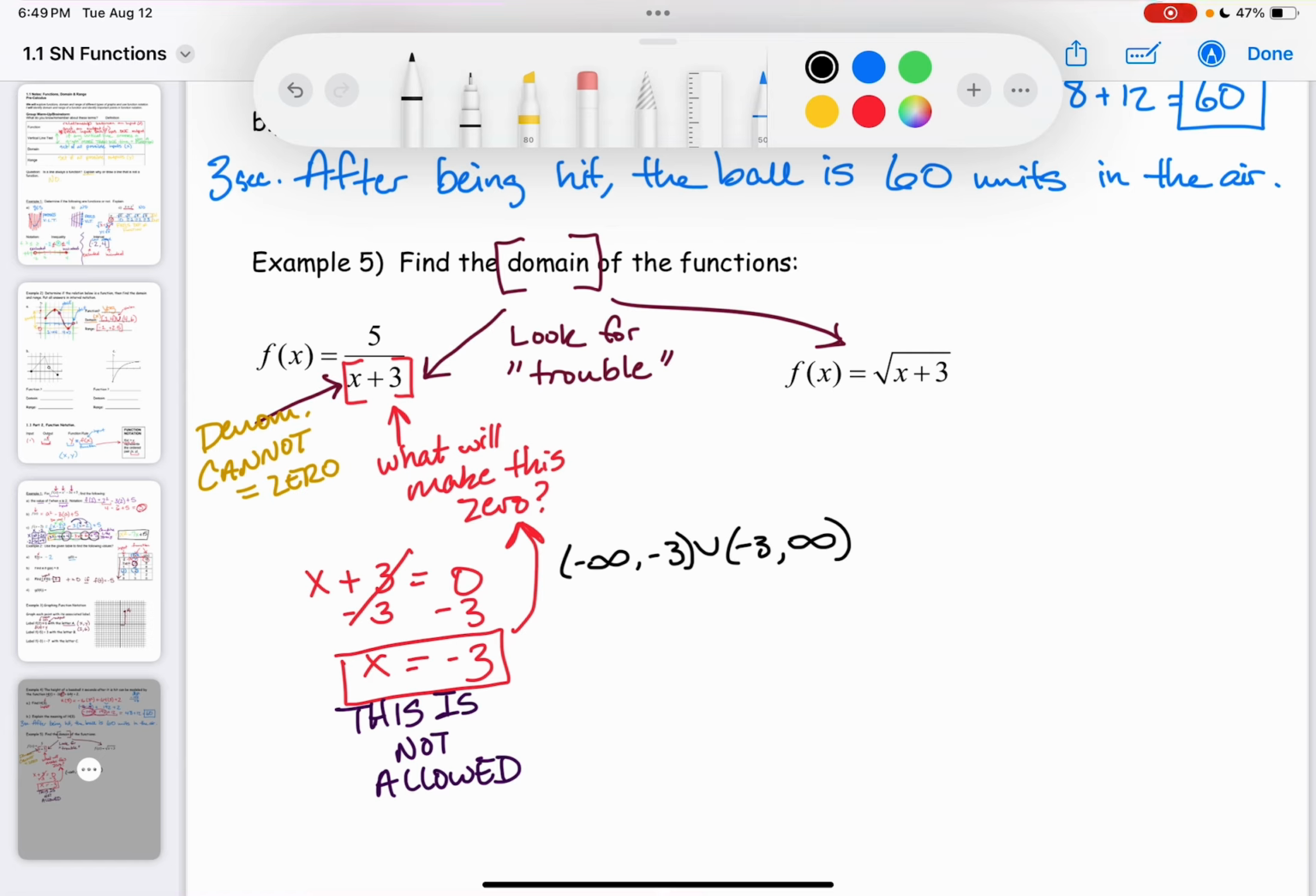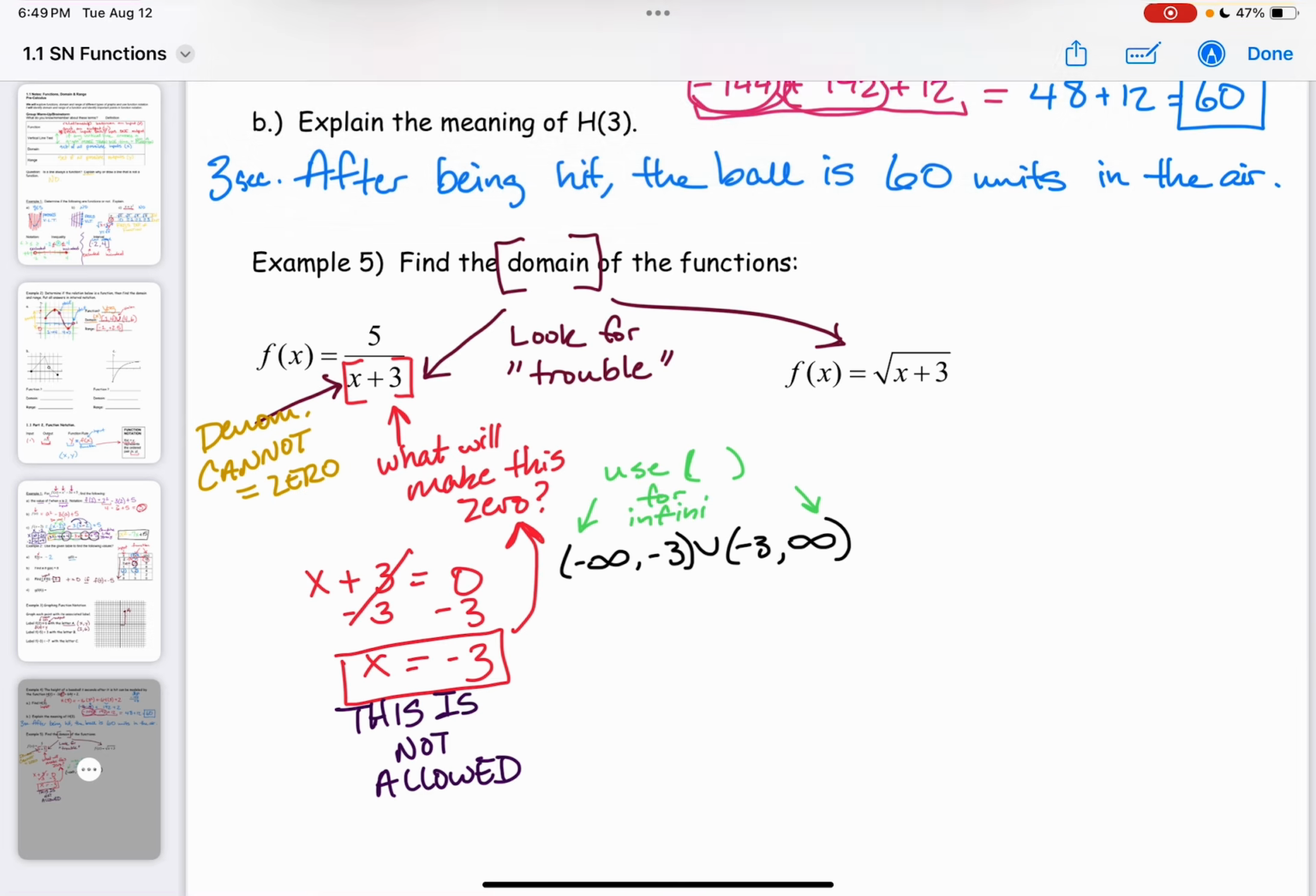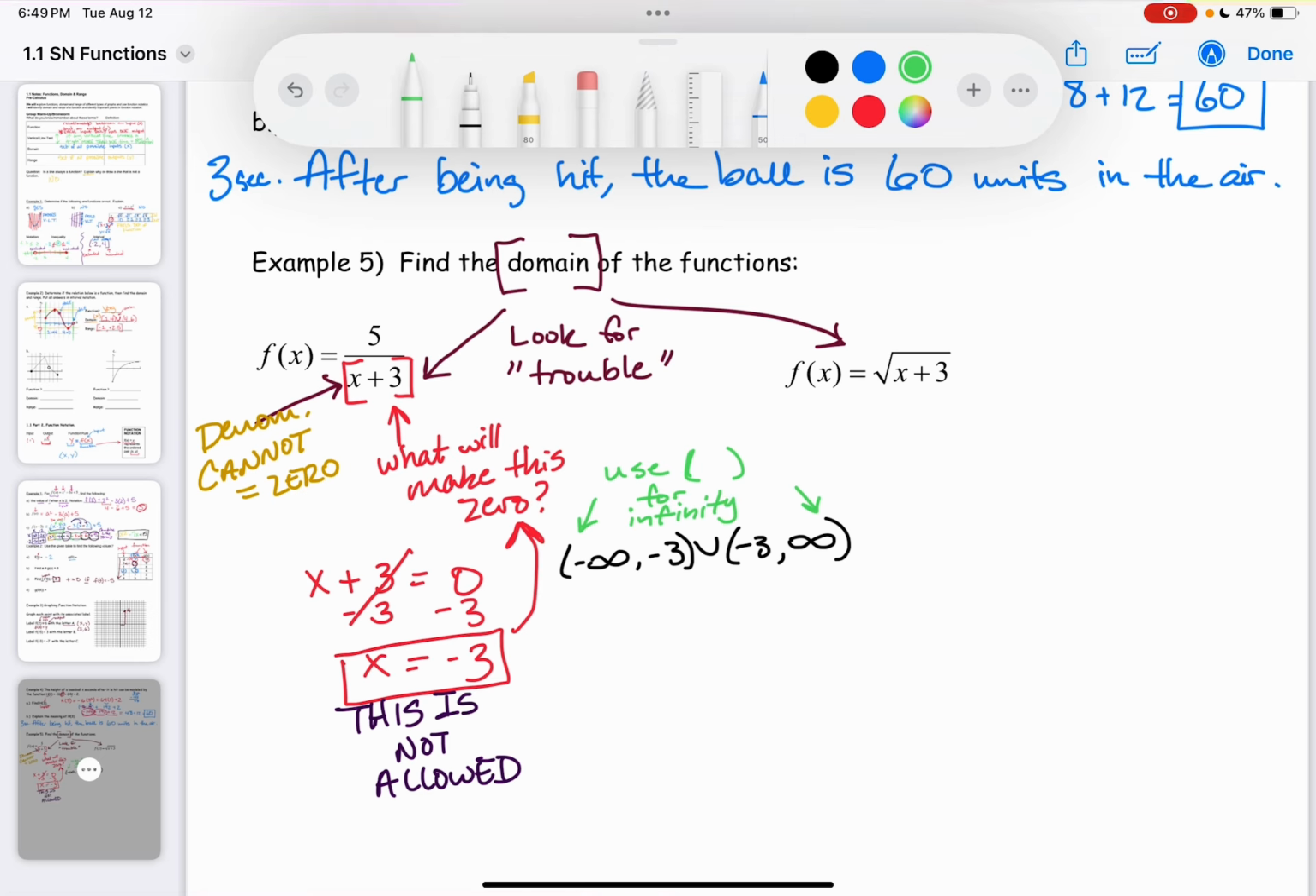Now, one last little note here. You use parentheses for infinity, okay? Use parentheses for infinity. Why? Well, can you ever actually include infinity? Once you think you include it, there's one more number, and then there's one more number, and then there's one more number. So you can never include infinity. That's why we always use parentheses.